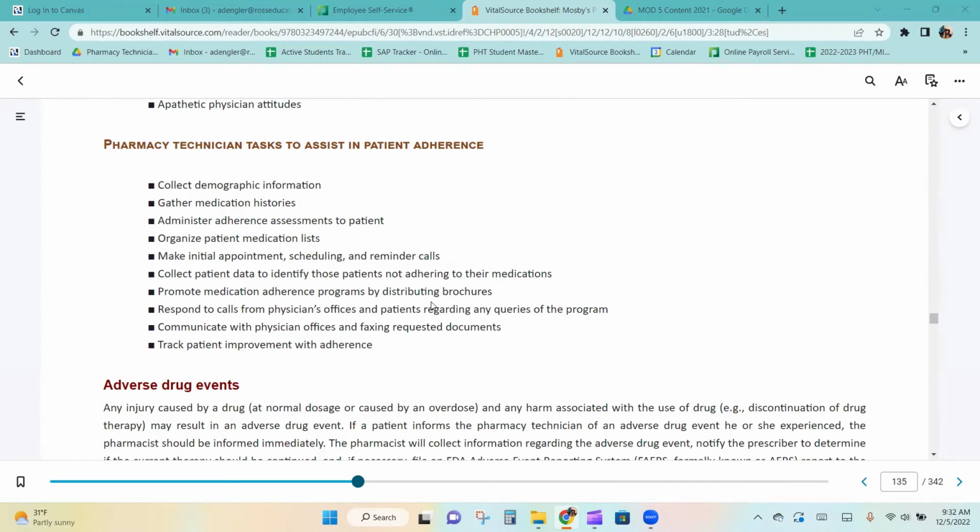They can collect demographic information, gather medication histories, administer adherence assessments to patients, organize patient med lists, make initial appointment scheduling and reminder calls, collect patient data to identify those patients not adhering to their medication, promoting medication adherence programs by distributing brochures, respond to calls from physician offices and patients regarding any queries of the program, communicate with physicians' offices and faxing requested documents, and track patient improvement with adherence.